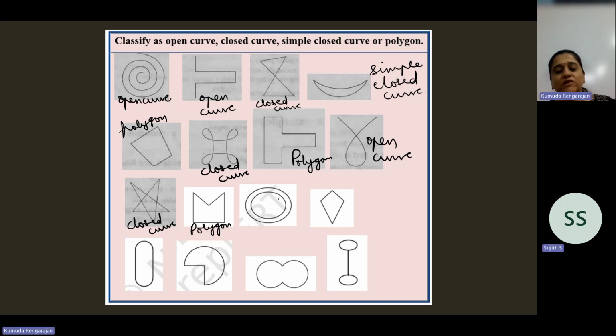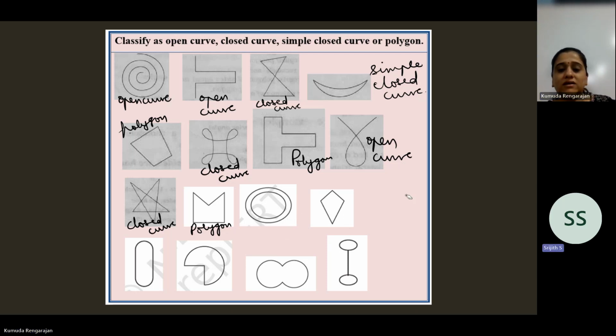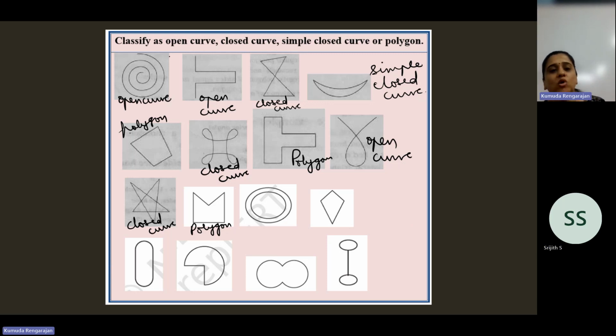Can you draw this figure without lifting your hand, Srijit? No, ma'am. You cannot draw it without lifting your hand, because you'll have to make one oval, lift your hand and only then make the next one. So it is not a curve at all. I'll change the heading. In my heading, I have only these options: open curve, closed curve, simple, and polygon. But the answer for this one is not a curve, because you cannot draw this without lifting your hand.